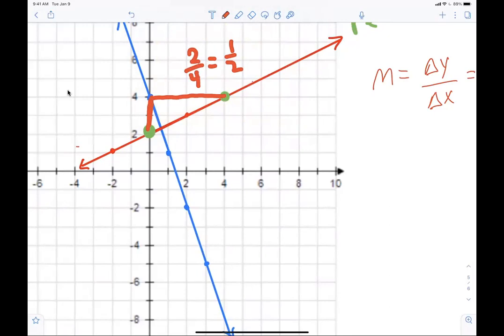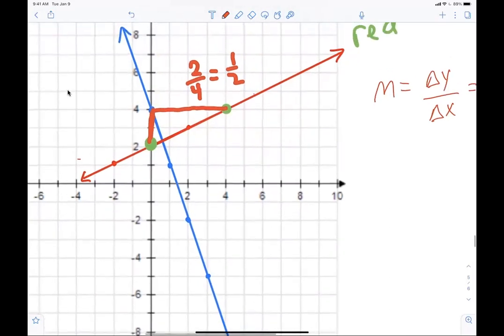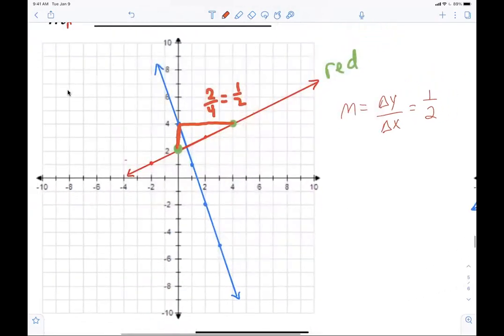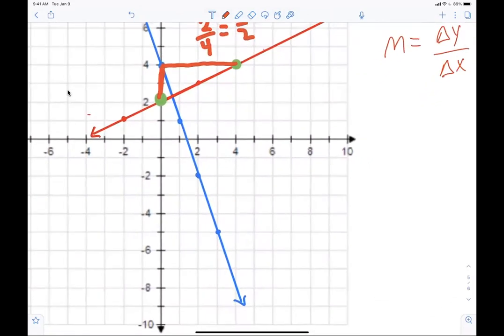All right. So now I'm going to look at the blue line. Is the blue line slope positive or negative? Negative. So does it matter what 2 points you pick? No. So I'm just going to show you, I'm picking this point right here, and I'm picking this point right here.